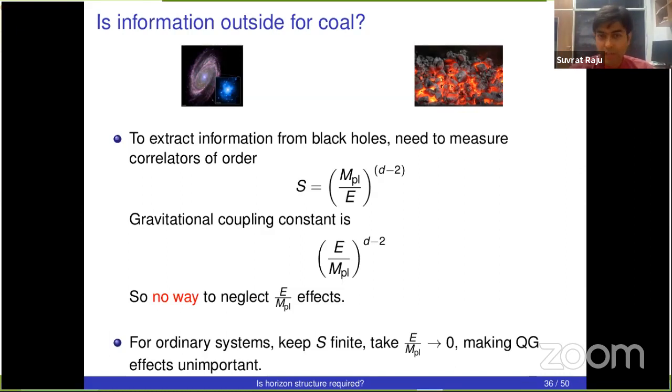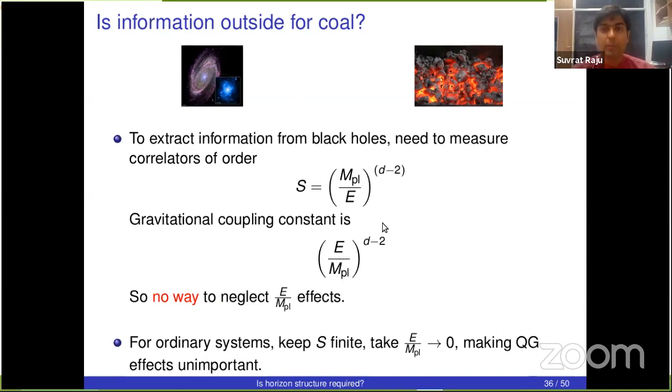But of course, the point one needs to realize is that while in principle this is true, it's an absurd thing to do in practice, because to extract the information from black holes, you need to measure S point correlators, and S happens to be M Planck divided by the characteristic energy scale of the correlator, which is just the Hawking temperature raised to a power. And moreover, the interesting effect in these correlators comes from the gravitational coupling constant, which is E over M Planck to the same power. So when you try and extract information from black holes, either by measuring the Hawking radiation or by using the kind of algorithms that I described previously, there is no way to ignore E over M Planck effects and to ignore this fact that the degrees of freedom on different parts of a nice slice get identified.